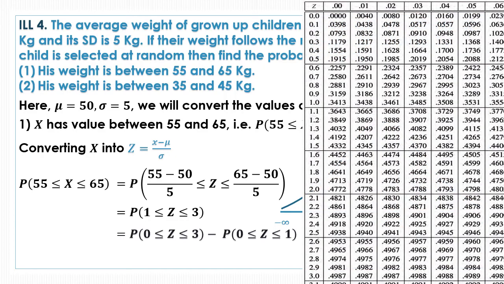Now we know the probability of 3 can be found from the z column 3.0 at the very bottom of the screen. You can find it here, and because it is just 3, we will check it in the 0.00 column, so it will be 0.4987, and 1 will be 1.0 in the 0.00 column, that will be 0.3413. So it will be 0.4987 minus 0.3413. The answer will be 0.1574. So the probability that the child selected at random will have his weight between 55 and 65 kg is 0.1574.